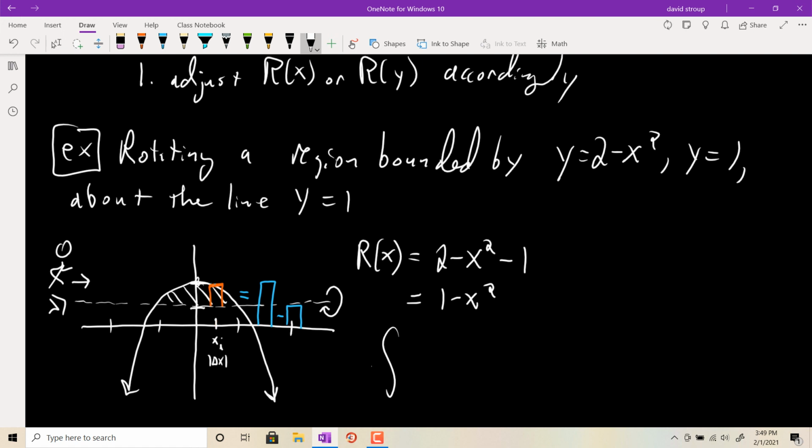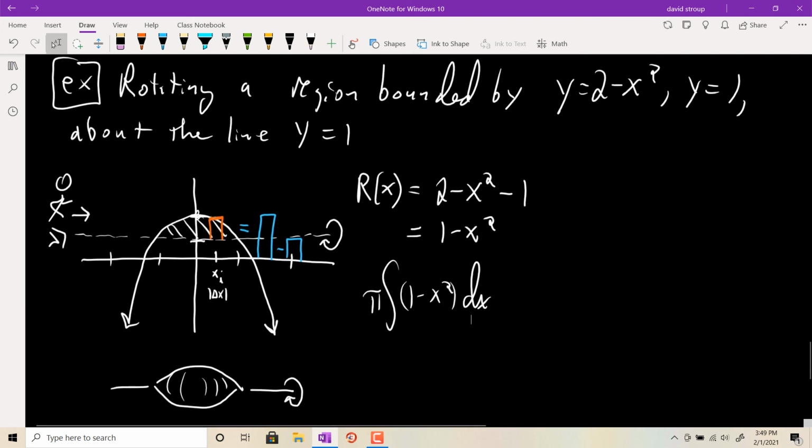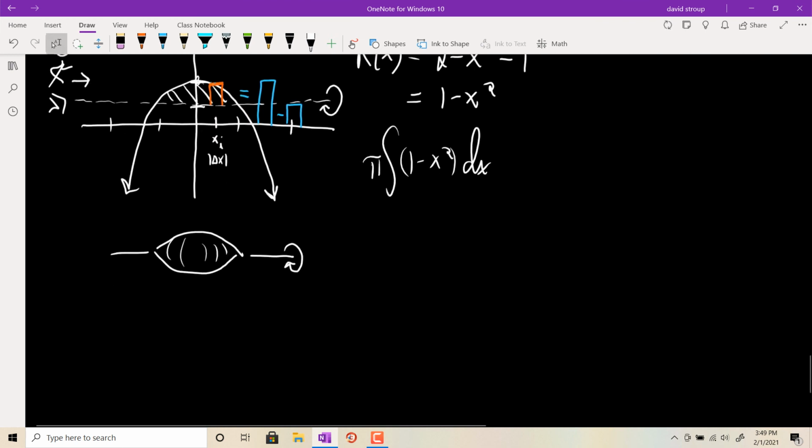And then you plop it into your integral. So we get pi times the integral of r squared, so 1 minus x squared, dx. And we're going to need an intersection point where the 1 intersects with 2 minus x squared. So let me get the intersection point.